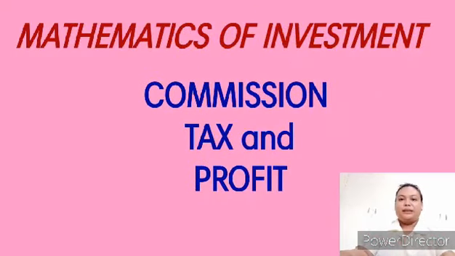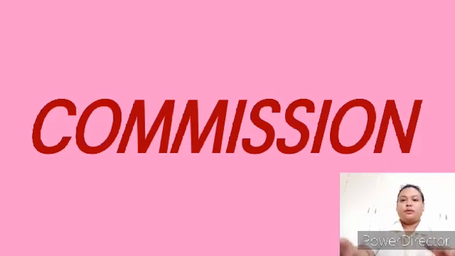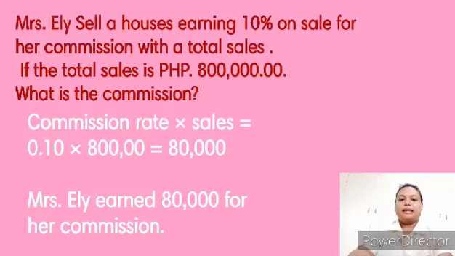So good day everyone. Here are some examples of how we get tax, commission, and profit. So commission, how we get the commission. Here's the problem. Mrs. Ellie sells a house, earning 10% on sale as her commission. If the total sales is 800,000, what is the commission?